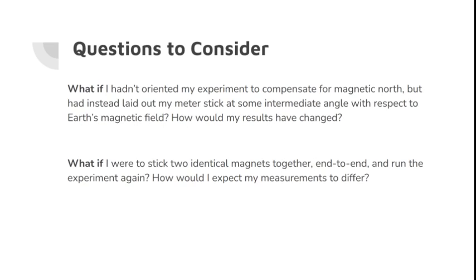Second question: what if I were to stick two identical magnets together end to end and run the experiment again? How would I expect my measurements to differ? So the direction of the magnetic field would be the same, and assuming that the length of the magnet is minimal, the magnitude of the magnetic field would be approximately double in value.